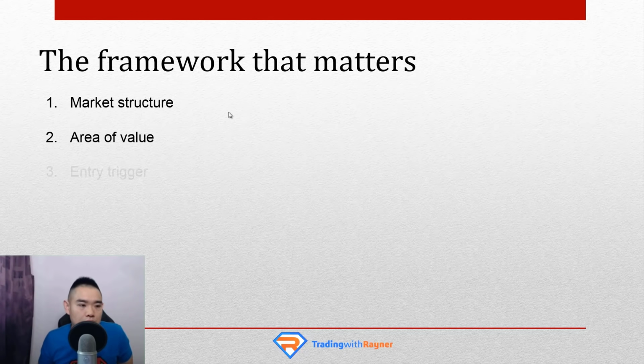The third thing, entry trigger. This answers the question, when exactly do you buy or sell? What is the thing that would trigger you to get into a trade? And finally, once you're in a trade, you must also plan your exits. What if the market moves in your favor? Where will you take profits? What if the market moves against you? Where will you cut your loss? So in essence, this is the framework that we will be learning more about later.